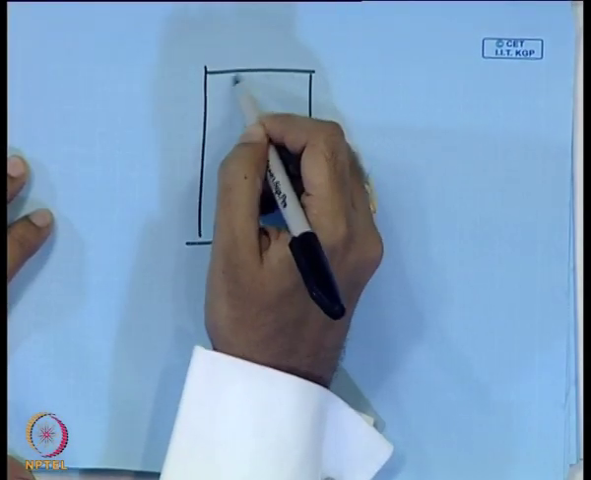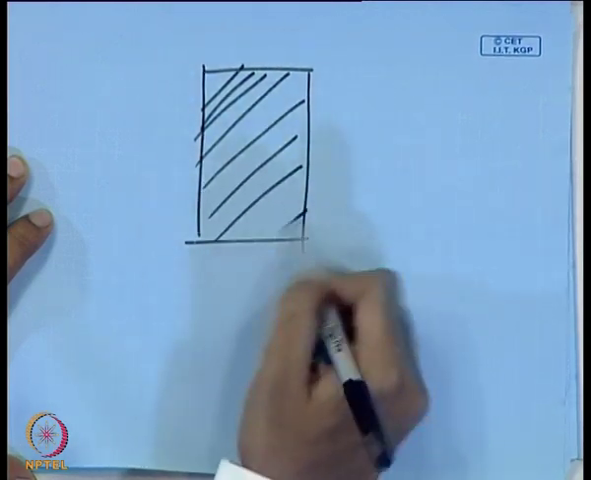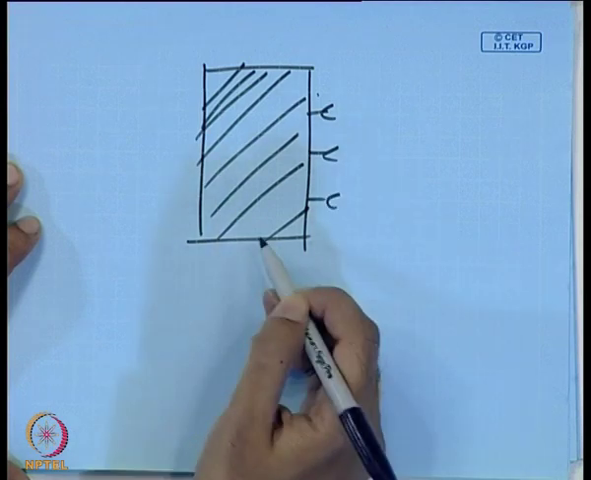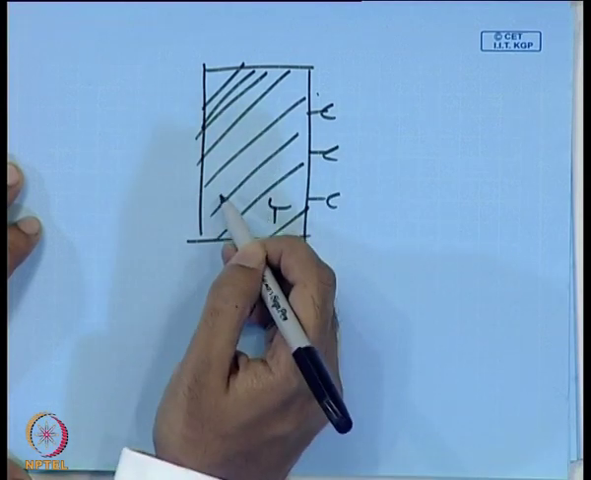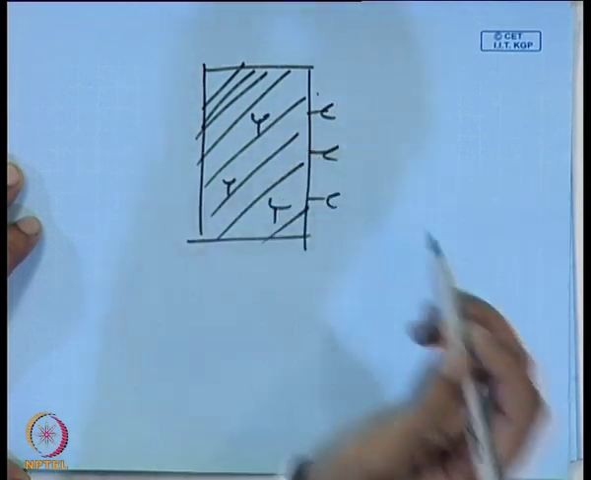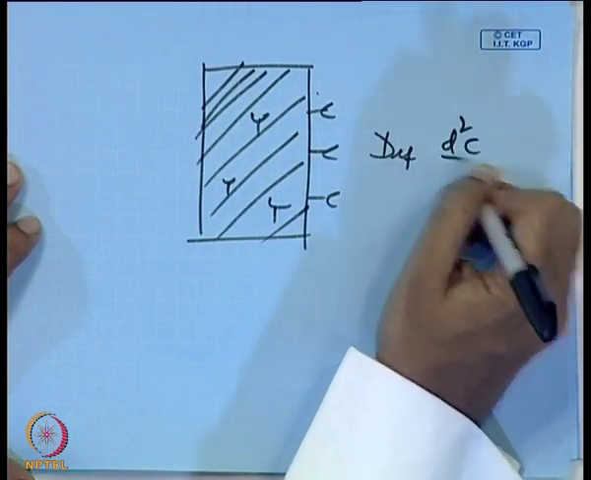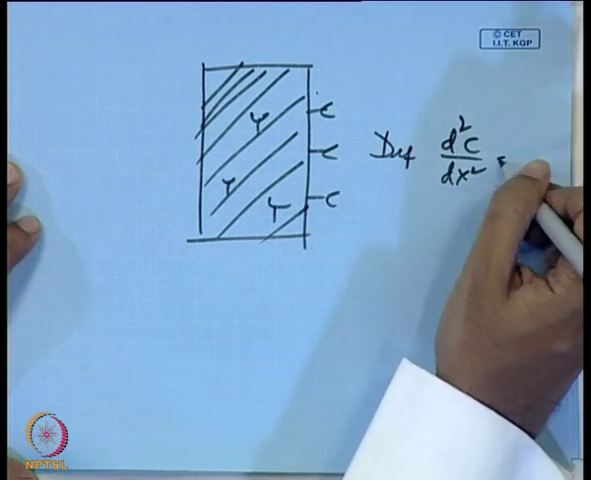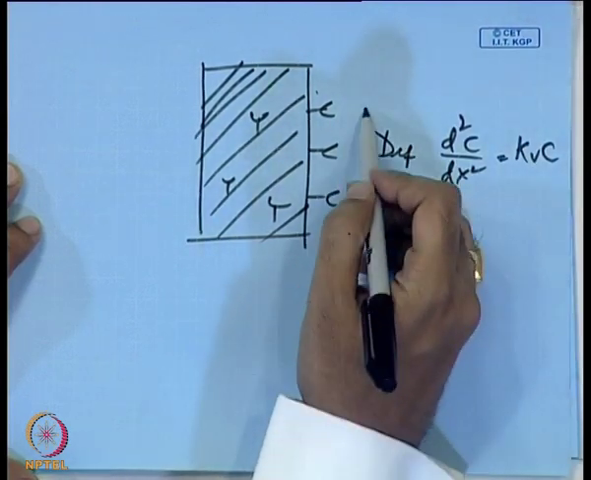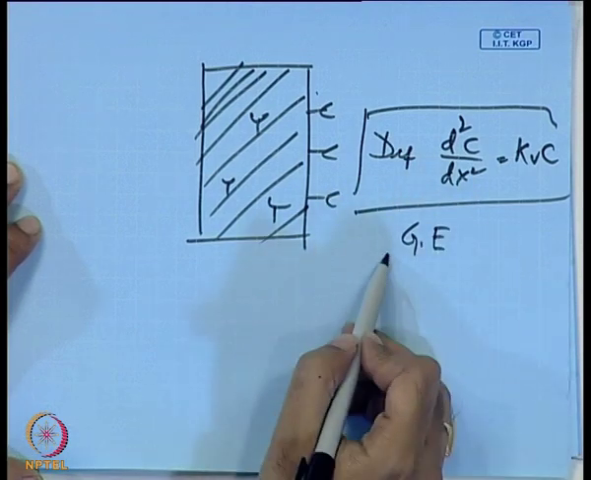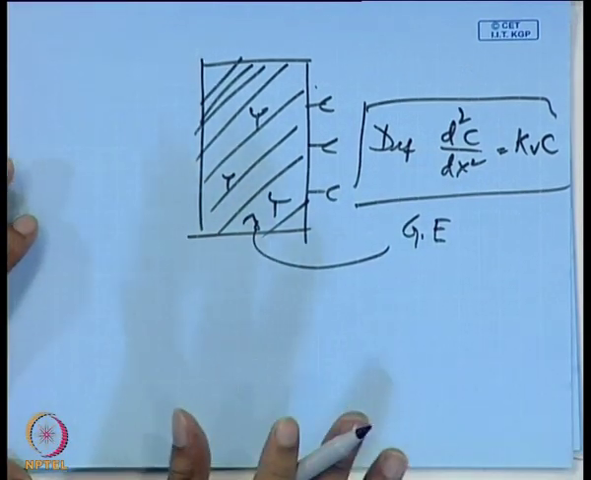So, this is my matrix. The receptors are on the surface and the receptors are inside as well, fine. If the receptors are inside, then I straightforward write D effective d²C/dx² equals k_v C. So, this is the governing equation for inside the matrix. Is it clear up to that point?